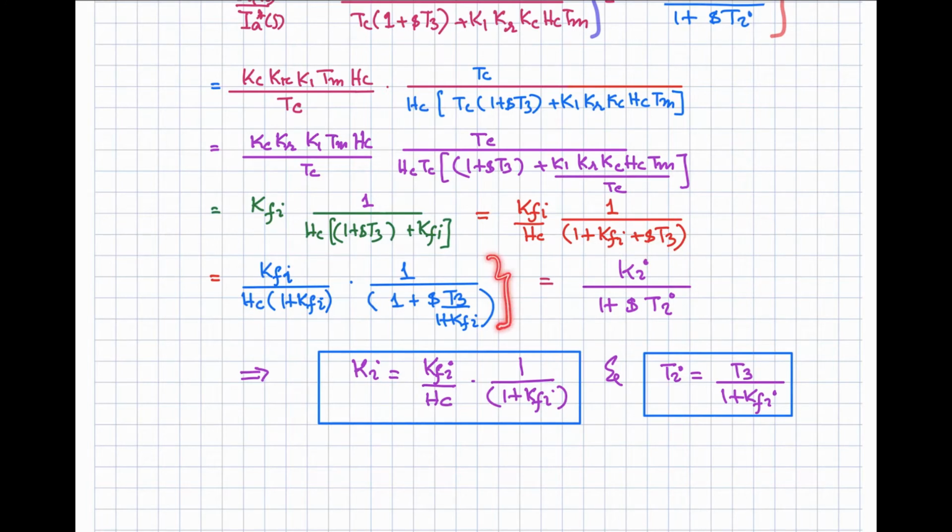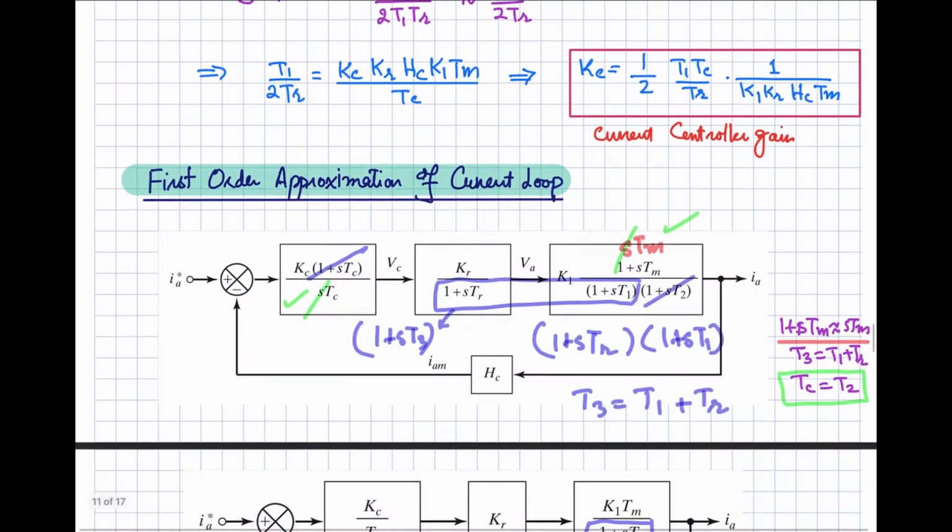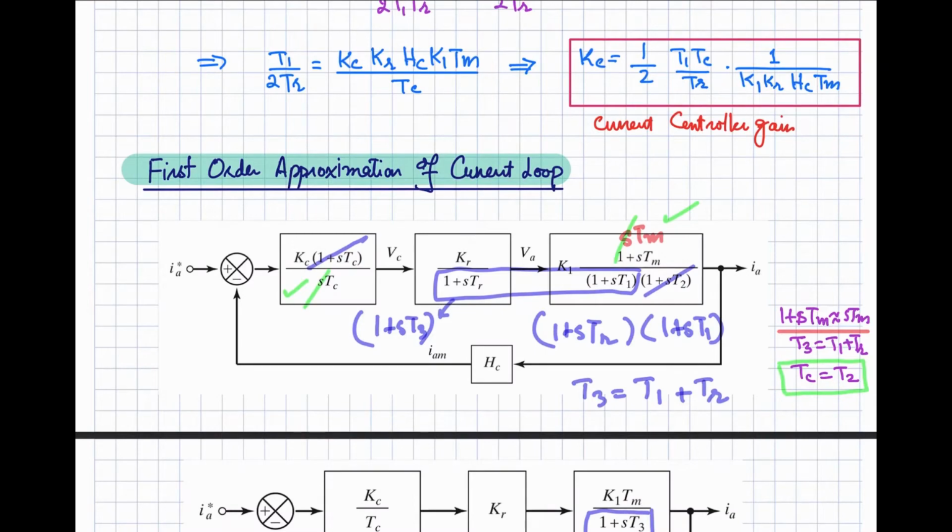So we can write it like this, and now let's define that this is the gain Ki. Let's suppose that this is Ki, and this one will be Ti. With this definition, we can write down this transfer function as Ki by 1 plus STi, that is the first order transfer function, where Ki is given by this expression and Ti is given by this expression. So you can approximate this loop based upon the reasonable assumptions, and you can represent the current loop, this loop, with the help of the first order transfer function.